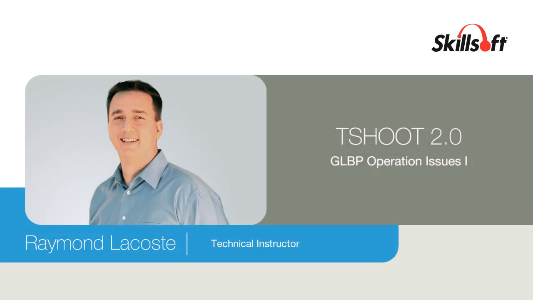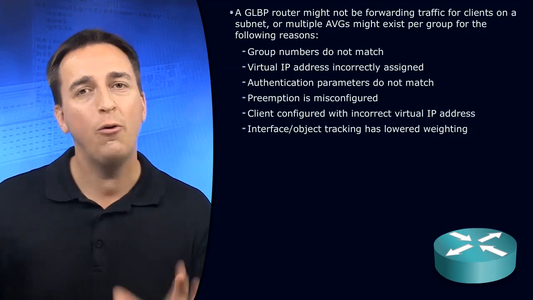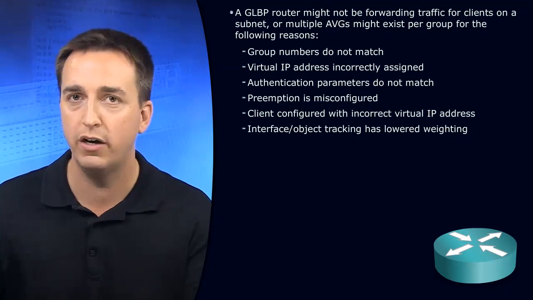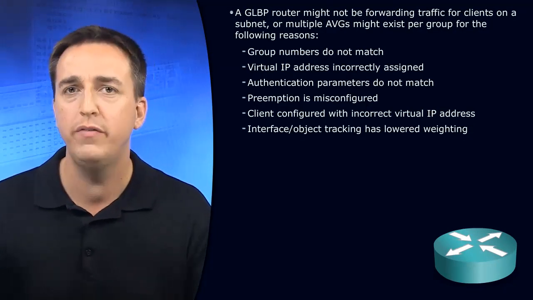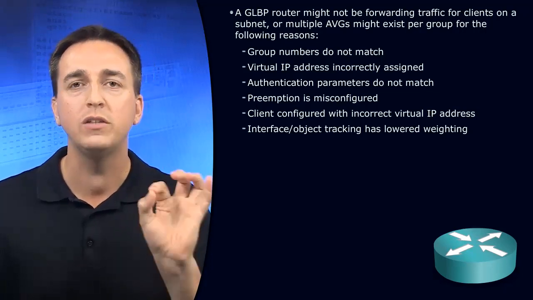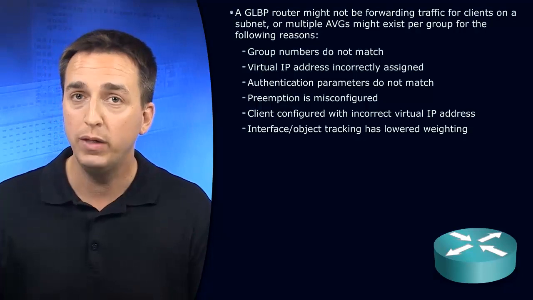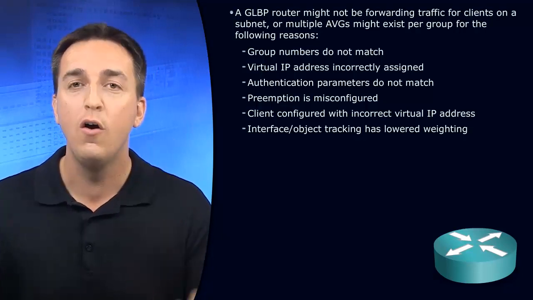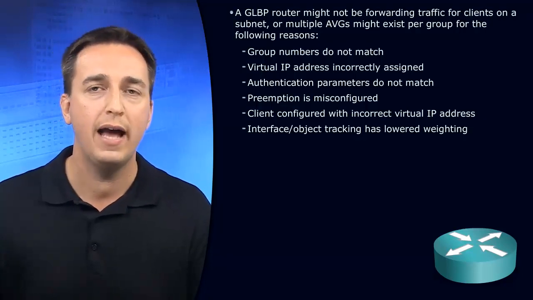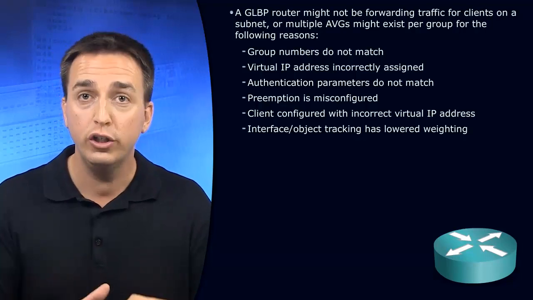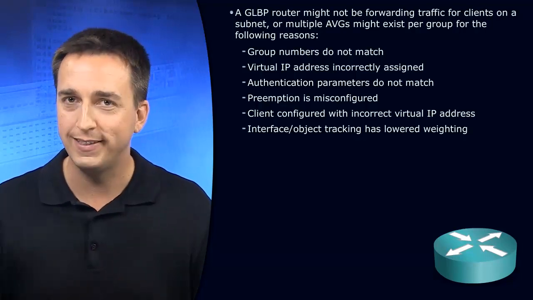Gateway Load Balancing Protocol, GLBP. How is it different than HSRP and VRRP? Well, with HSRP and VRRP, we have one device forwarding traffic for the virtual IP address. However, with GLBP, we can have up to 4 devices forwarding traffic for that virtual IP address. So it provides true load balancing.